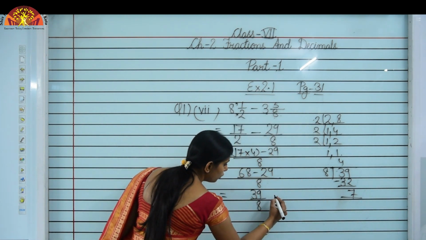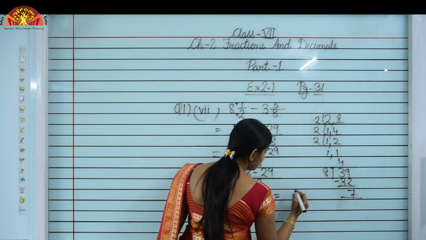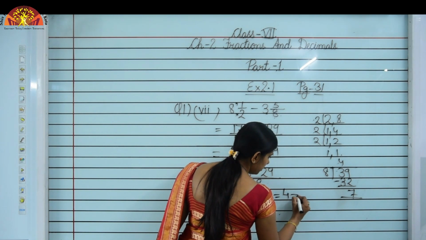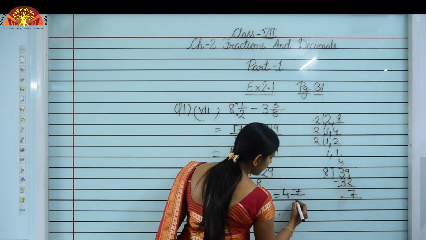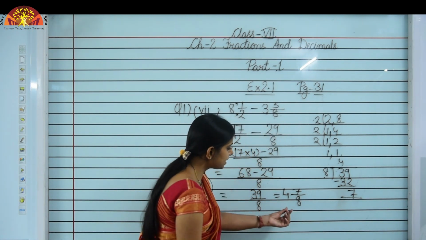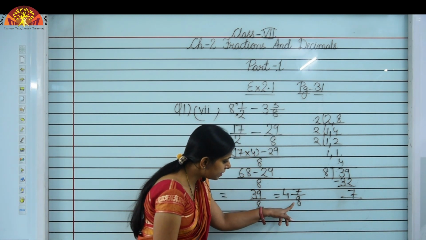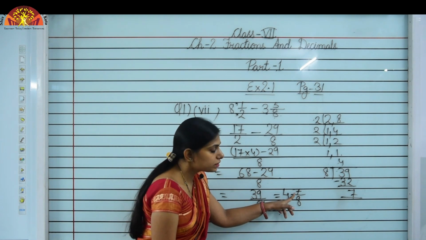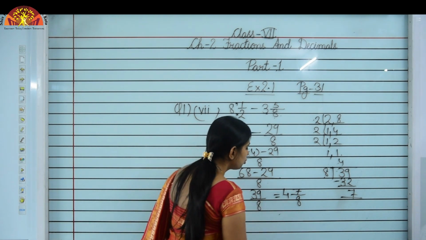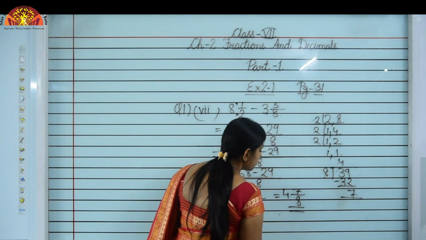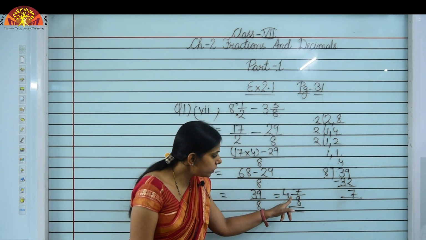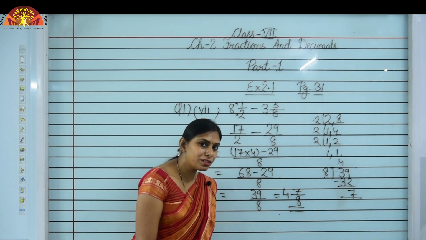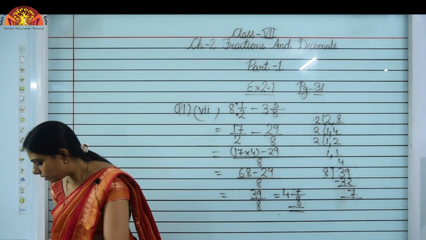So first of all, we'll just write the quotient. What is the quotient? 4. Then what is the remainder? It is 7. And what is the divisor? That is 8. So you can just check your answer. That is 8 4s are 32. 32 plus 7, which comes out to be 39. So your answer in the form of mixed fraction is 4 7 upon 8. Got it, children? I hope you are getting it.